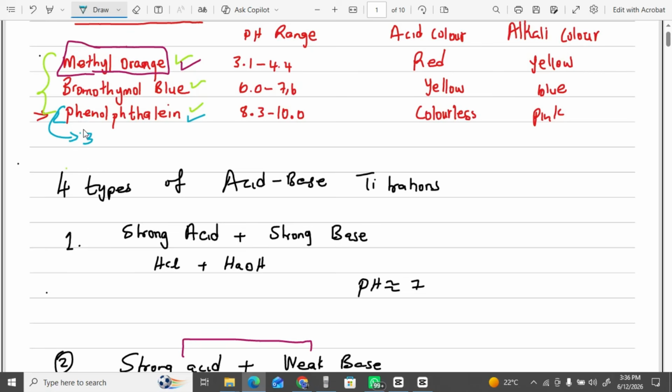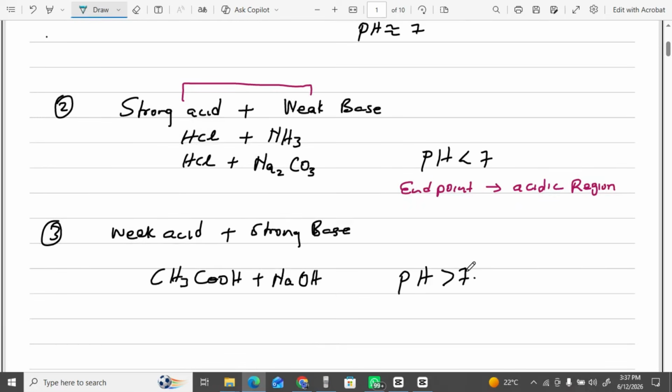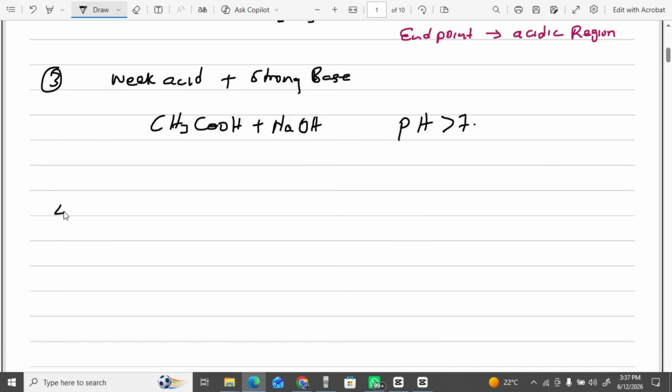Okay, so because this one changes color between 8.3 and 10, it is the one that has a pH that is greater than 7. I hope this makes sense. Let me just give you the last one, then we can end this question here. So the last one, you just have to know only these 4 types. The last one is a weak acid and a weak base.